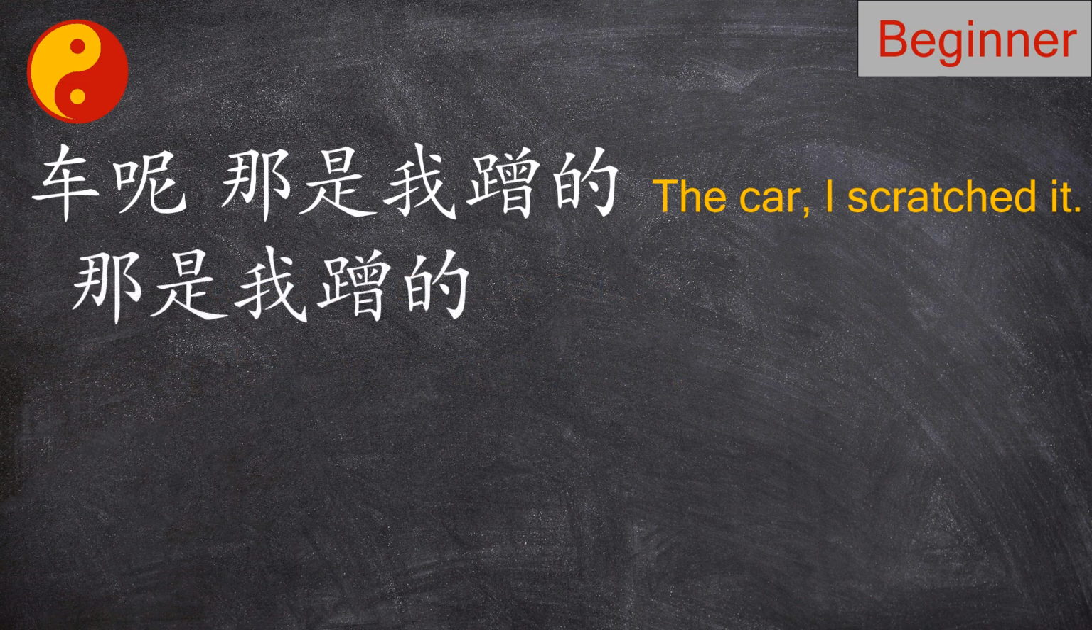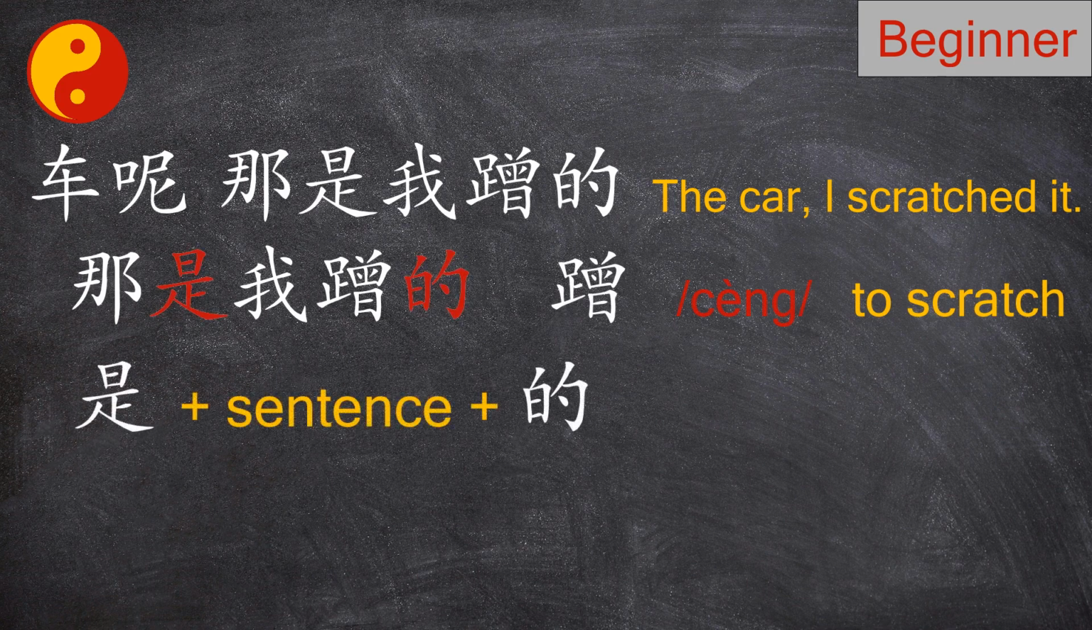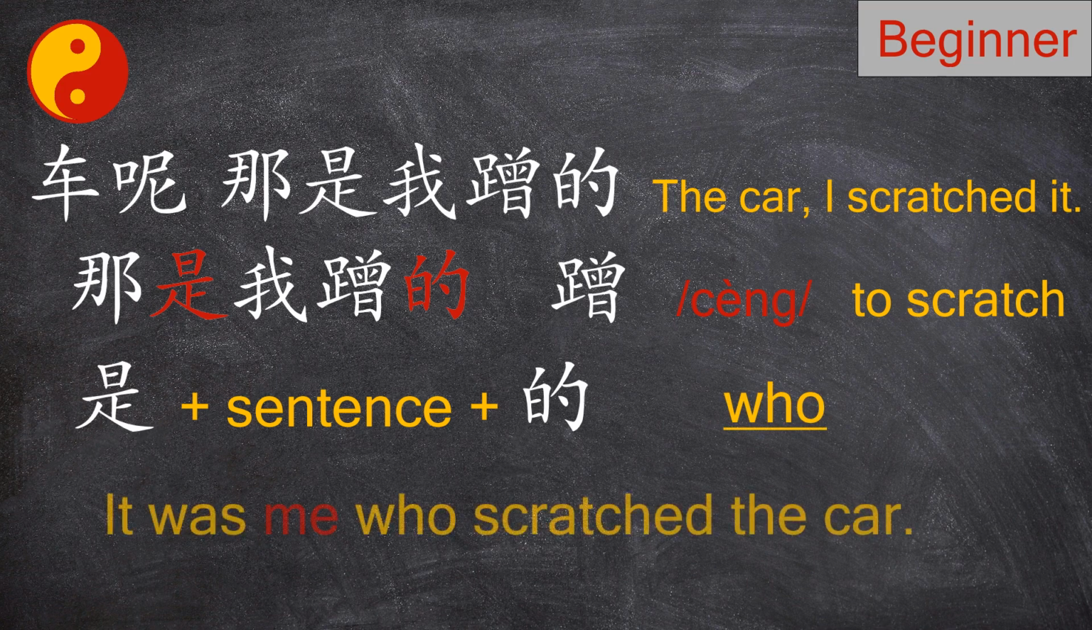那是我蹭的。蹭 means to scratch. Again, we've got the structure 是 plus sentence plus the. This structure is used to talk about details like what, why, when, who. Here it emphasizes on who. Who scratched my car? It was me who scratched the car.